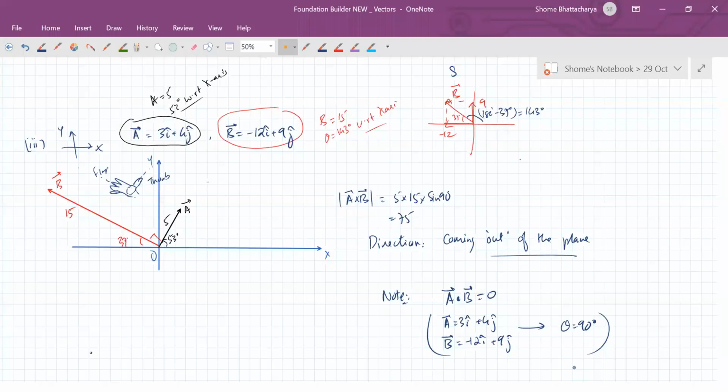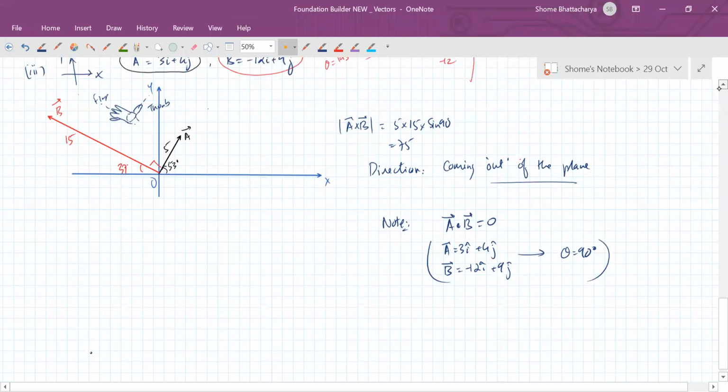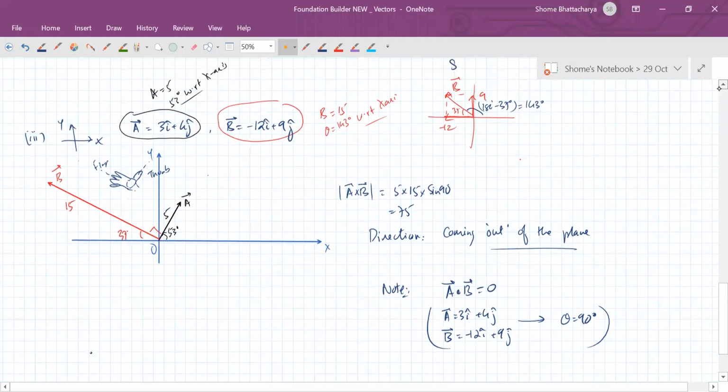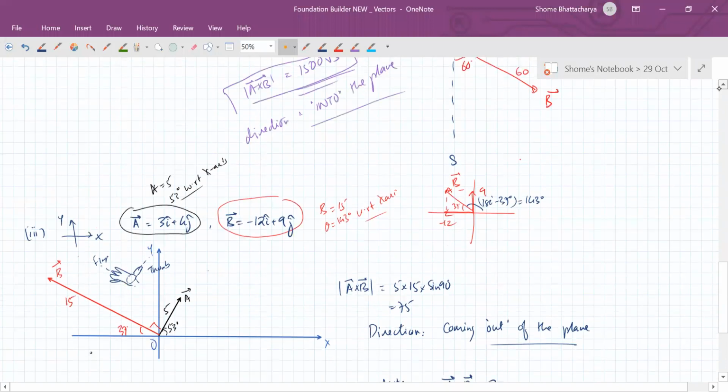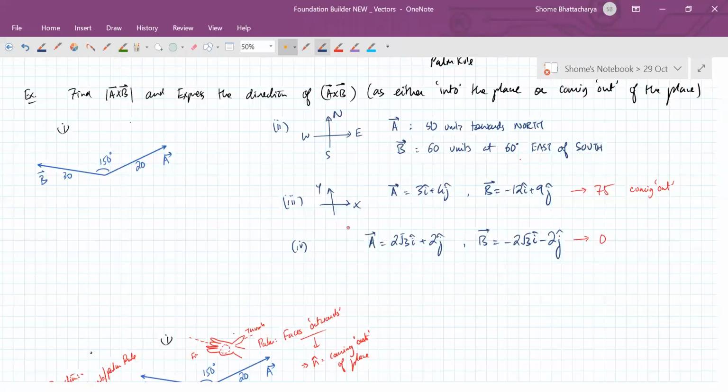Okay, so hope this one is clear, people. Now moving to the last one, you will notice that the vectors I have given you are opposite to each other. The last one, if you just read the question once more, you will see the vectors are at 180 degrees to each other. They are opposite to each other. So obviously their cross product is 0.